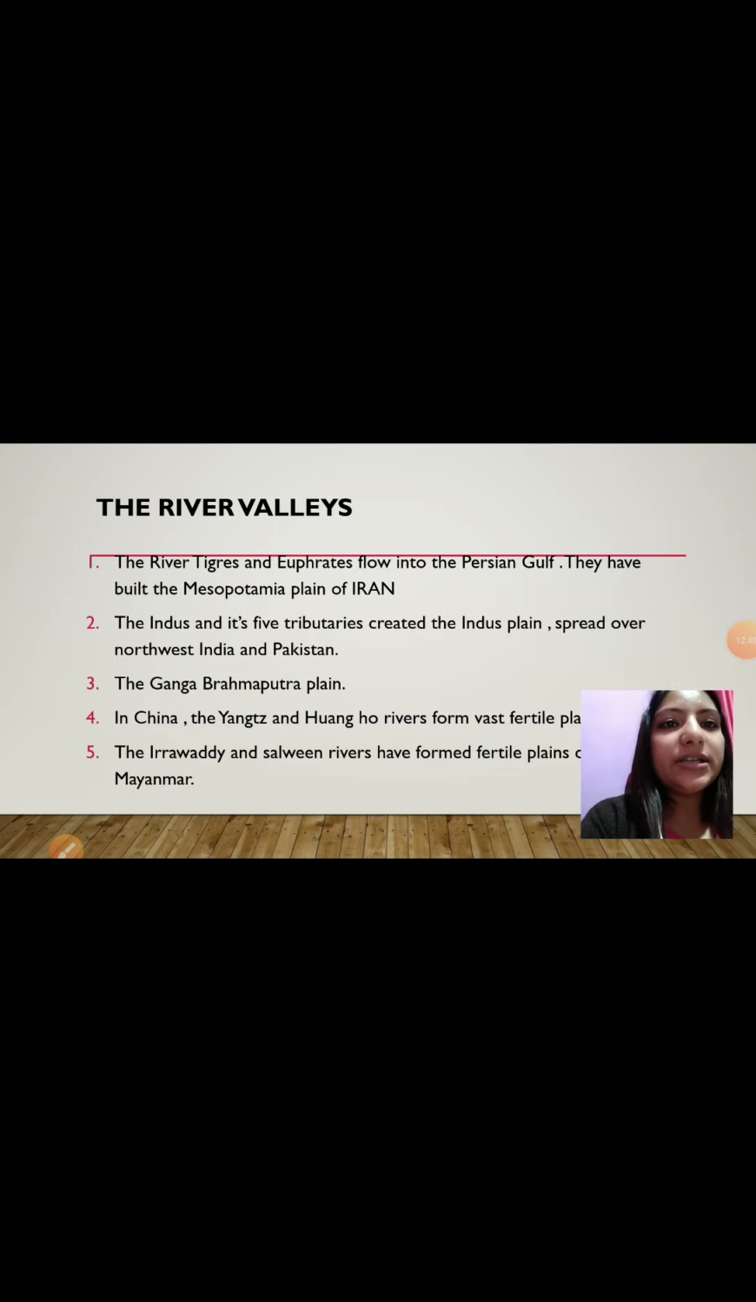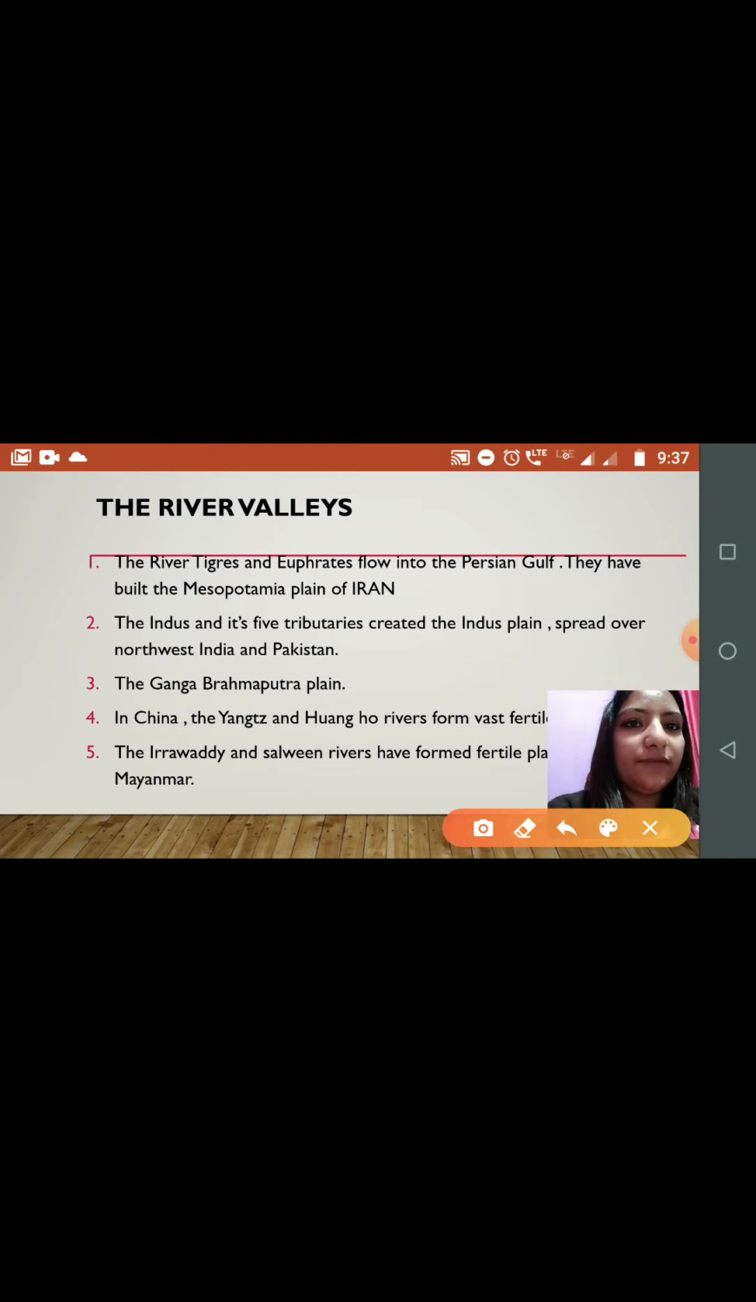The rivers Tigris and Euphrates flow into the Persian Gulf. They have built the Mesopotamia plain of Iran. Okay, please check once the map which has been provided to you in the previous slide. The Indus and its 5 tributaries created the Indus plain spread over the northwest of India and Pakistan. So these all are the river valleys.